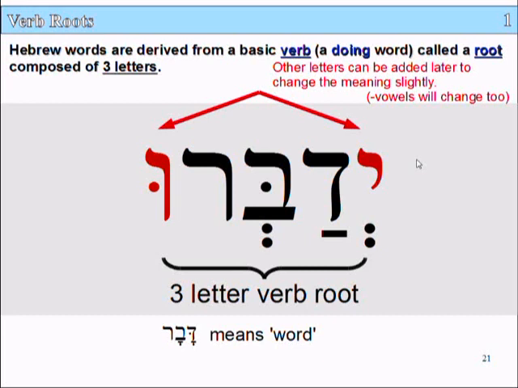Also in Hebrew you can change the meaning of the word by putting in different vowels, or sometimes consonants are added to it. But generally most words in Hebrew are derived from a basic 3-letter verb root. And here, davar, which means word, is changed to yidabru.